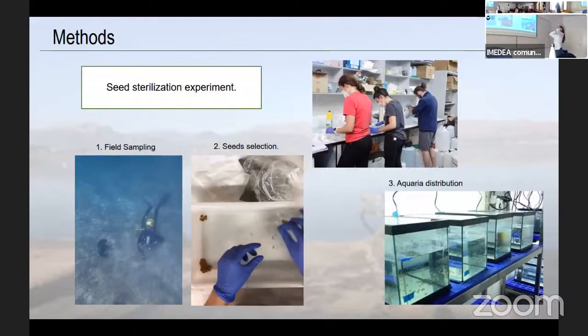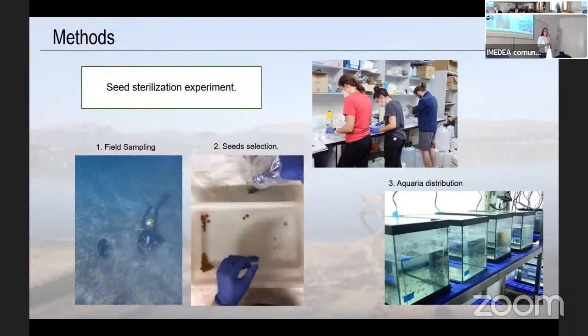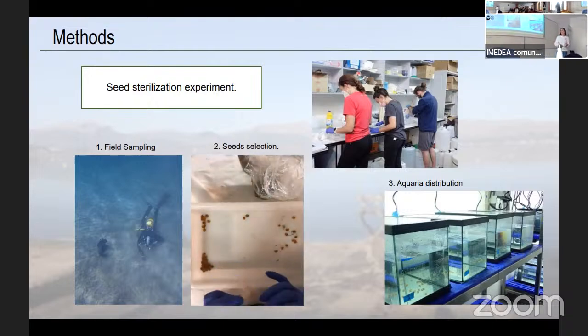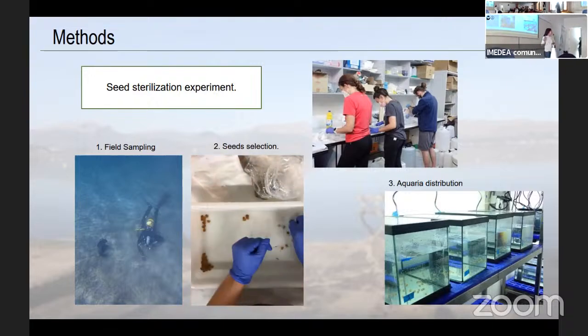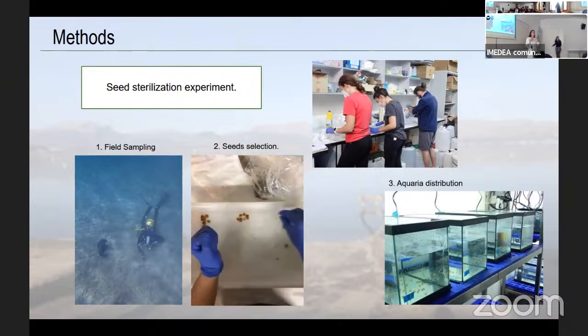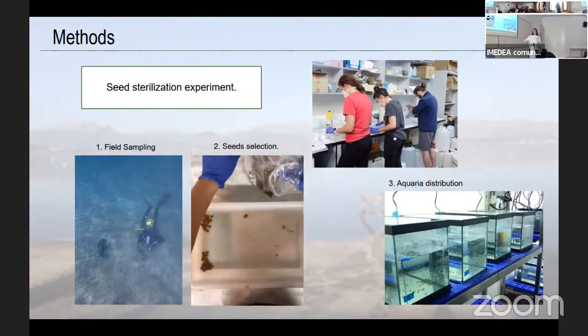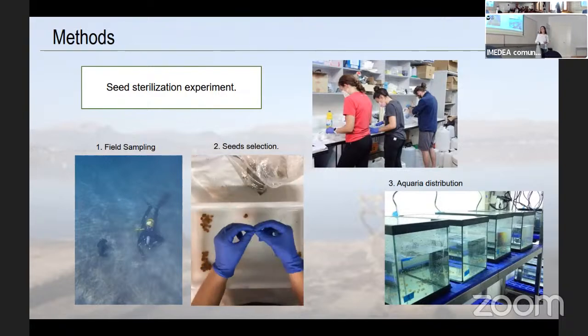So for that, we carry out an experiment that consists of applying sanitization to seeds. We start with the field sampling, where we collect some of the seeds that we need for the experiment, and then back in the lab, we select the viable seeds and distribute them in aquaria waiting for the setup.